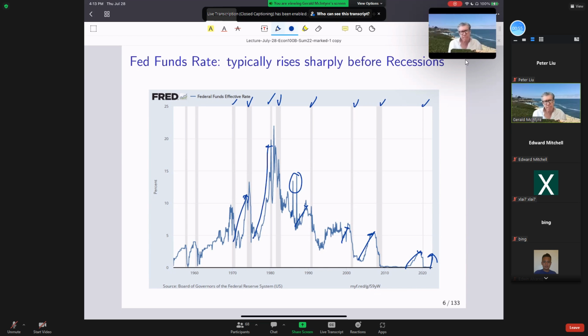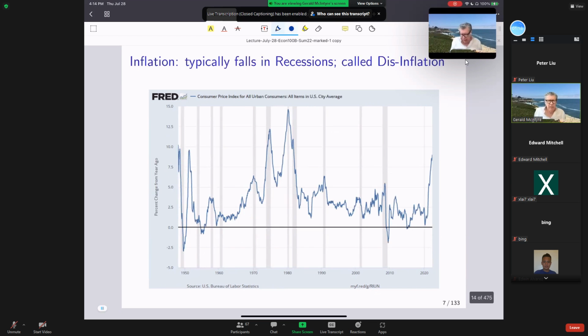All right. Notice also the flip side of that is also true: typically in an expansion, recall the expansions are here, at the beginning of the expansions, at least, interest rates typically fall. And lastly, looking at inflation, inflation typically falls in recessions. We have a name for that. When inflation falls, we call that disinflation.